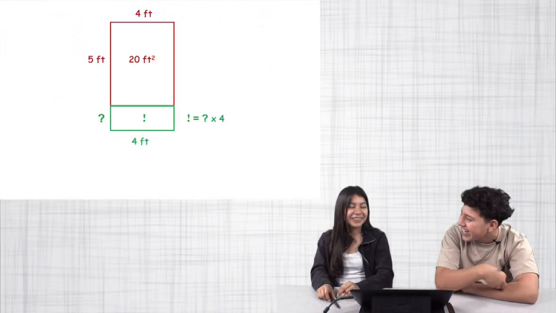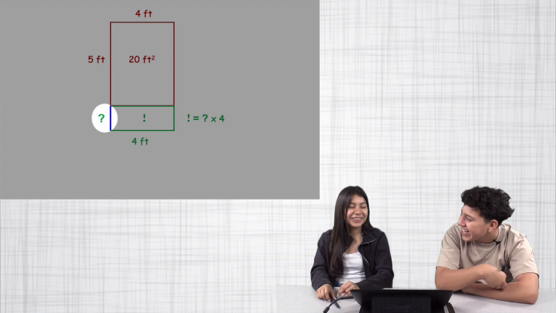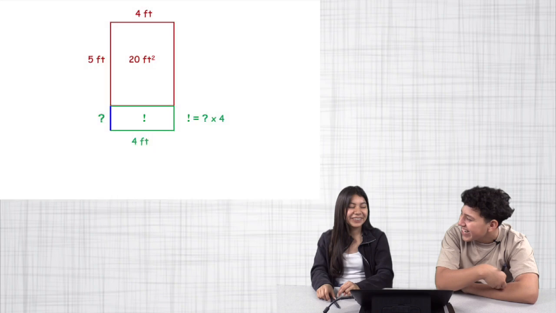Mauricio and Emily decided to use the symbol of an exclamation point to represent the area of the extended part of the garden, where question mark times 4 was equal to exclamation point. But Mauricio is still not convinced that 2 different symbols are needed to represent the unknown increase in length and the unknown area of the extended part. Next, Emily will try to convince Mauricio by using an example, where question mark represents the value of 4 feet.